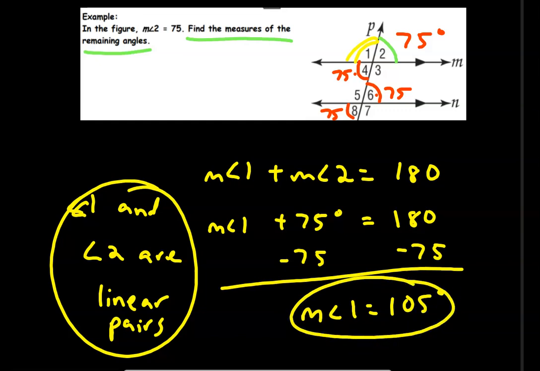I know angle 1 has to be 105. And for that matter, if that's 105, then this is 105, and this one is 105, and the other is 105, for lots of reasons. Angles 1 and 5 are corresponding angles. These two are alternate interior angles. These two are vertical angles. These two are alternate exterior. All those reasons, they are equal to each other. So that's how we can do it if it's just numbers.